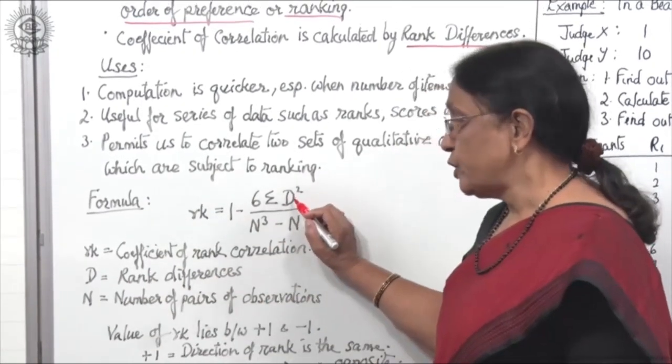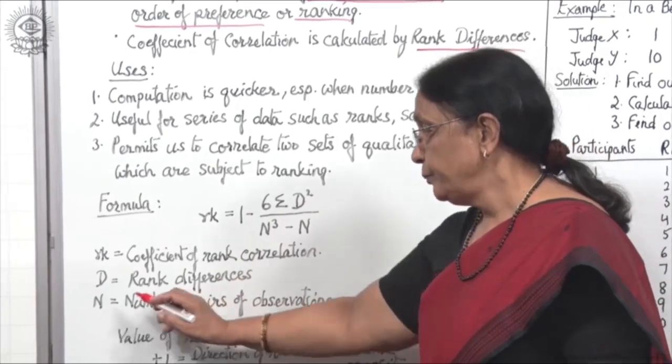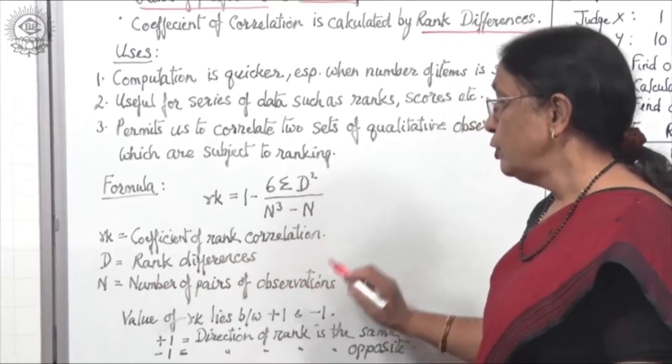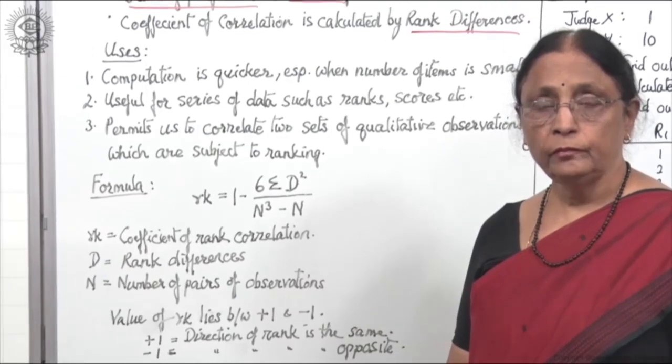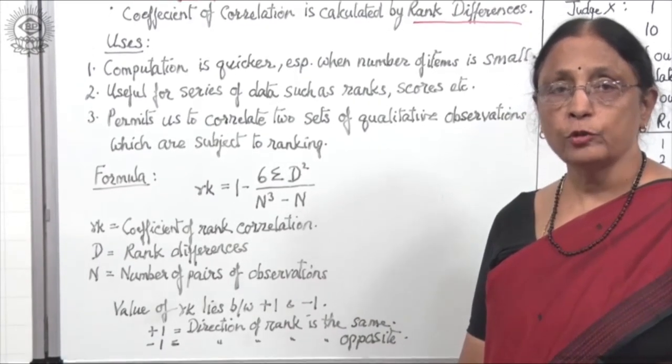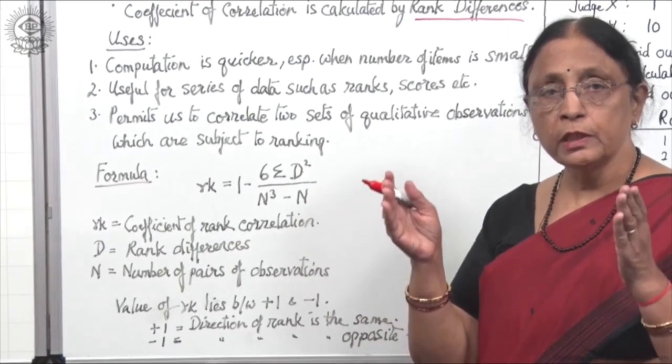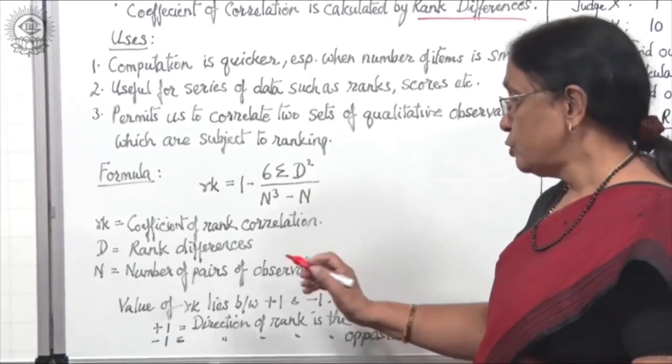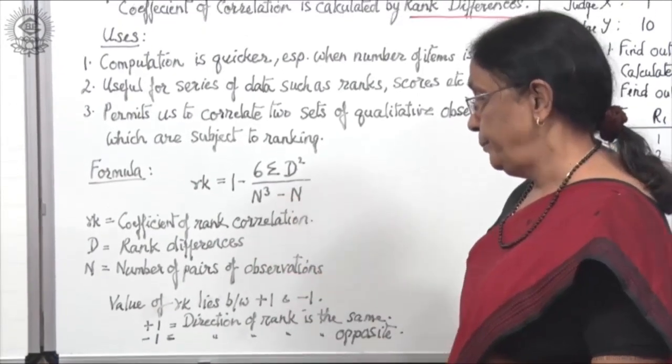D square is squares of rank differences. N is number of pairs of observations. What are the total number of pairs of observations? Pairs means two series. So pairs of observations, that is N.